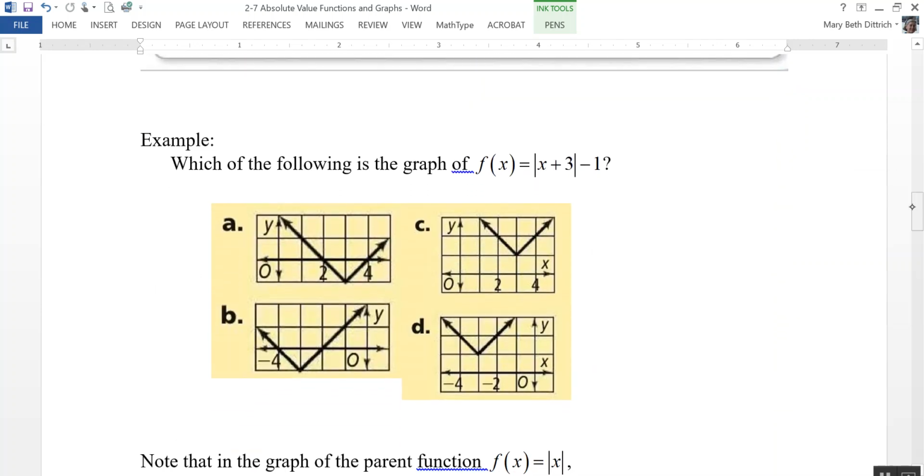Let's take a look at this example. Which of the following is the graph of f of x equals the absolute value of x plus 3, minus 1? So we have this x plus 3 inside the absolute value function. So that's going to be a translation left 3. And the minus 1 outside is going to be a vertical translation of down 1. So that means that the vertex that I'm going to be looking for is shifted 3 to the left, so that's a -3, and down 1, that's going to give me a -1. And looking at these graphs, the only one that has a vertex of -3, -1 is B. So B is the graph of that function.